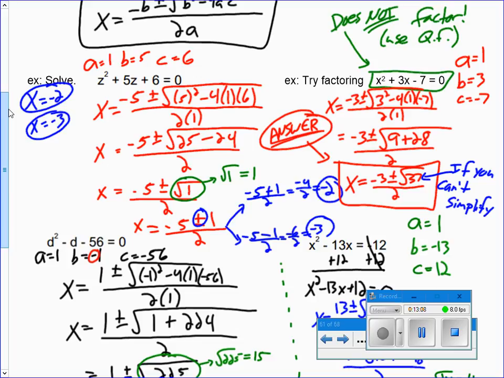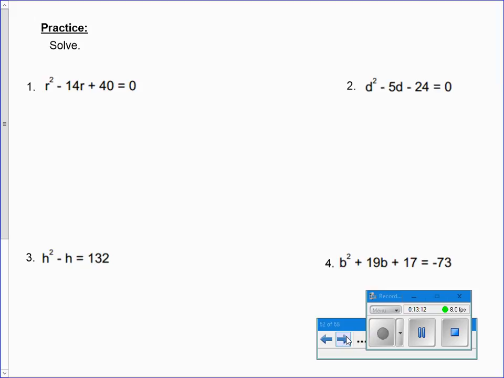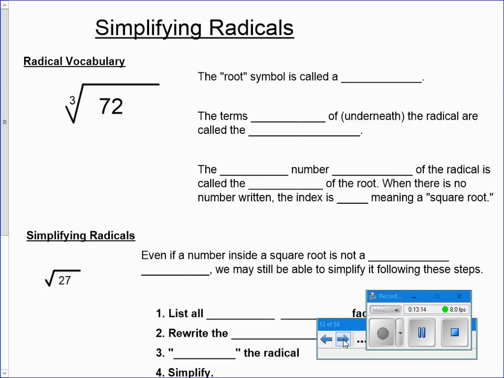So what that leads us into is, how do we simplify? How do we know when it simplifies, and how can we simplify it? So we have to talk about simplifying radicals. So we say radicals, what that means is anything with a root sign.